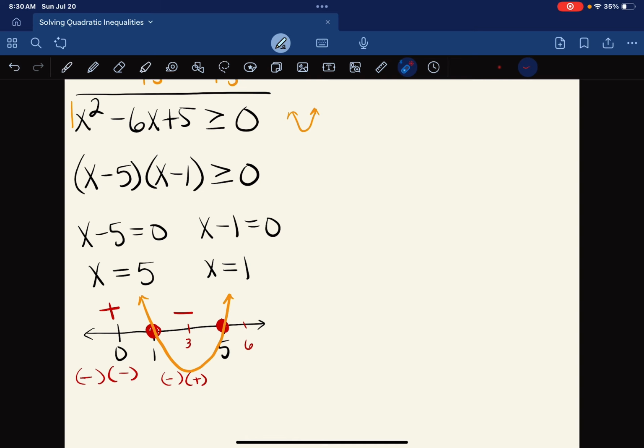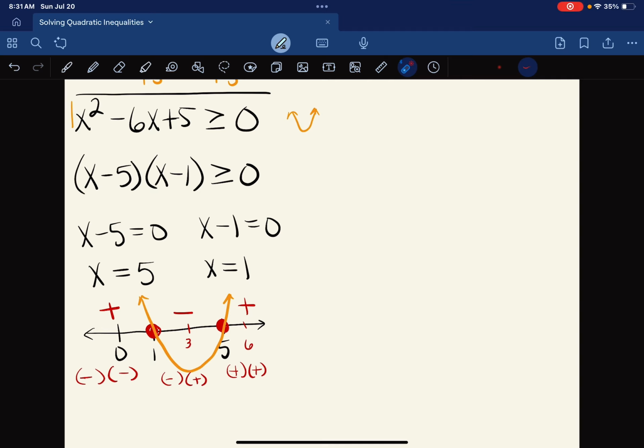If you take the number 6 and you sub it in for your x values, 6 minus 5 is positive and 6 minus 1 is positive. Both of these are positive. And of course, a positive times a positive gives us a positive value. So we've got this set up, whether you like looking at the graph or you like looking at the numeric values and just subbing in answers.